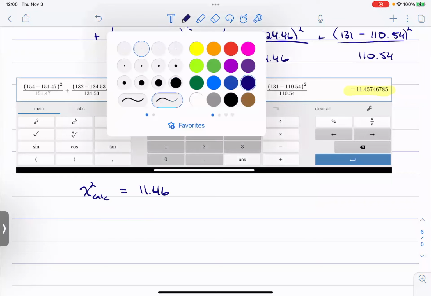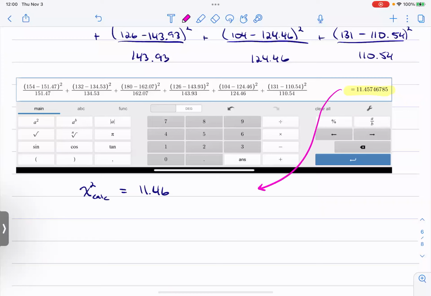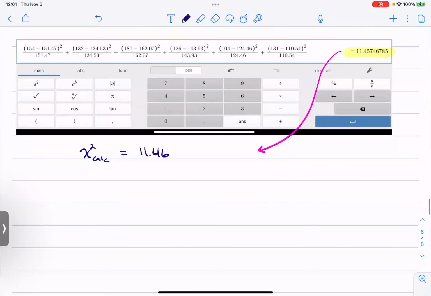The actual chi-squared calculation doesn't change. It's just a little bit longer because we have more cells that we need to deal with. But like I said, tedious is nice.